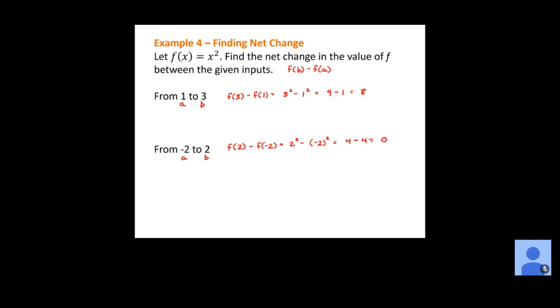So we actually have a net change of 0 on the interval from -2 to 2. Again, all that tells us is that the difference in the y values between -2 and +2 is nothing, right? And in this case, that makes sense because at both points we get 4 as the y value, so there is no net change between those 2 points. Any questions on that one now?